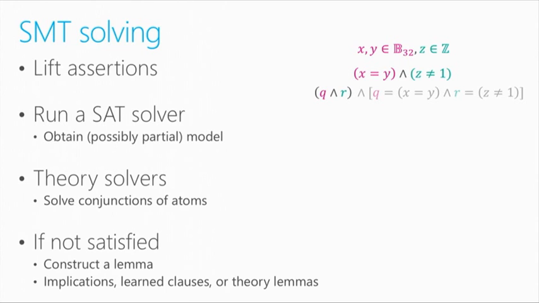But in general, what we do is we first run a SAT solver that's either integrated or not. And that SAT solver will decide for us which of the atoms in the input formula are being analyzed right now. So we replace x equals y by just a new Boolean variable, that's q, and z not equal to 1 is replaced by another variable called r. And in the background, we remember that q and r stand for these atoms here.